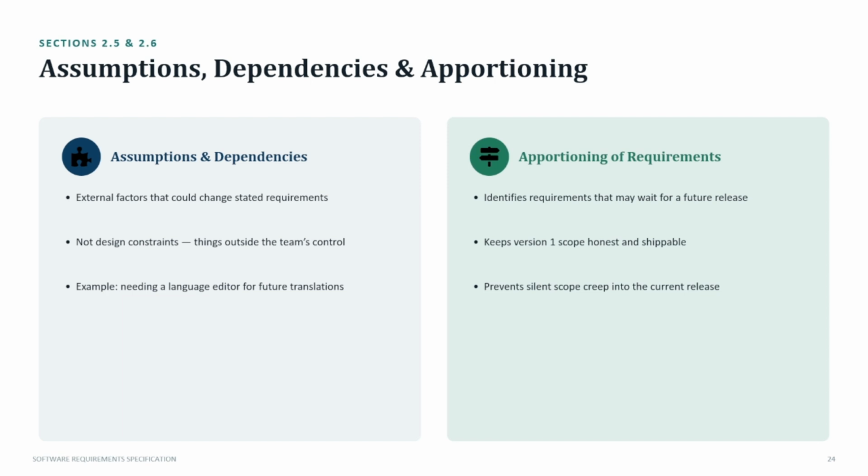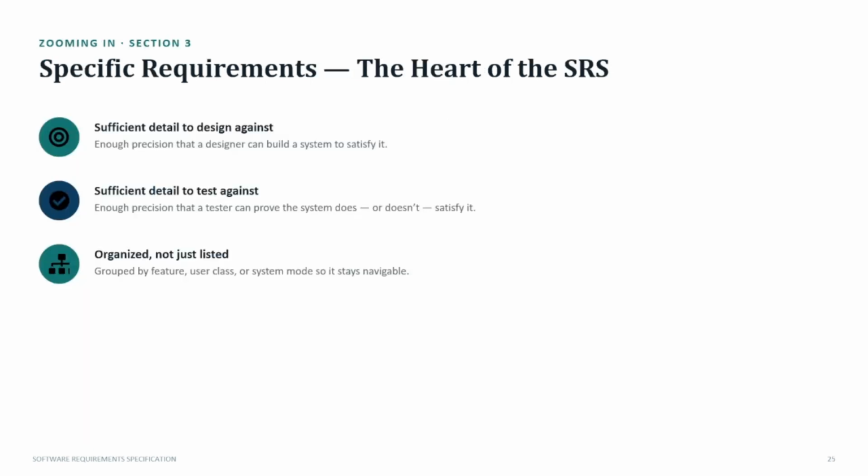You can release it in the next version of scope, but it should be mentioned before releasing it. Okay, then 16 requirements, that is the heart of the SRS. So this is the most important thing.